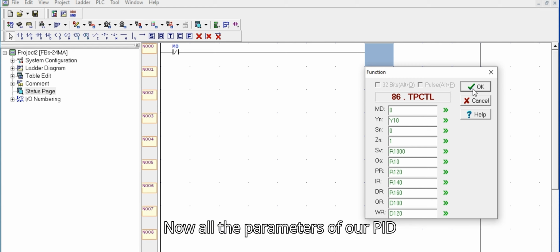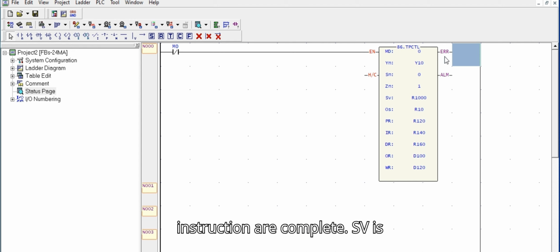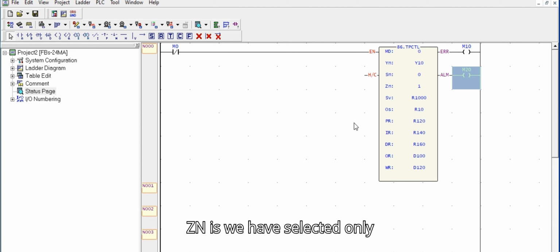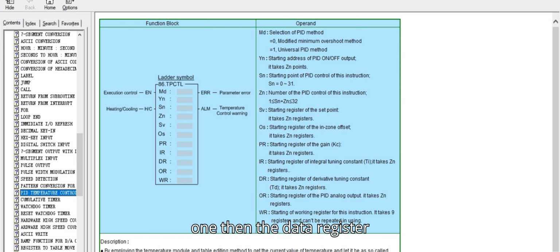Now all the parameters of our PID instruction are complete. SV is our set point and OS is our process value register and ZN is we have selected only one zone. If we select more than one, then the data register will also be the reserve of that. We can improve our PID by changing the PID parameters.